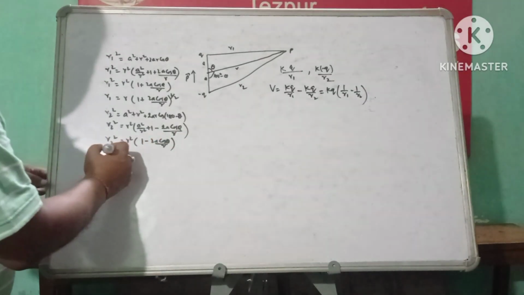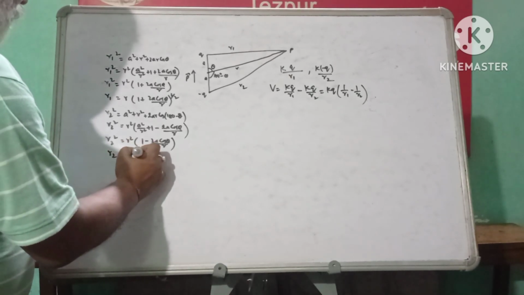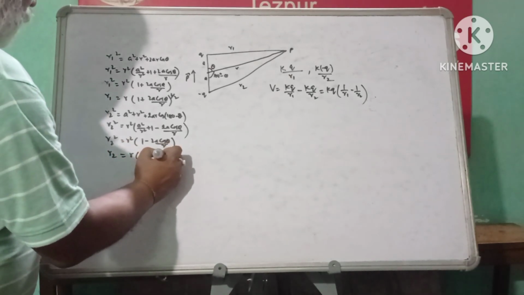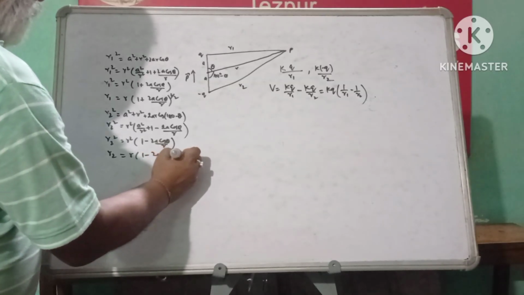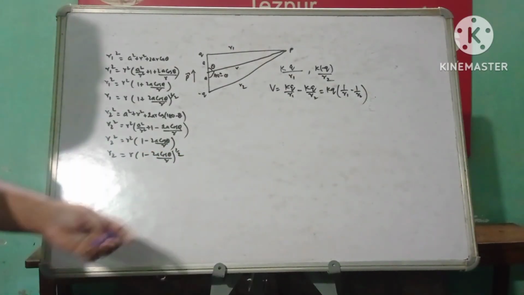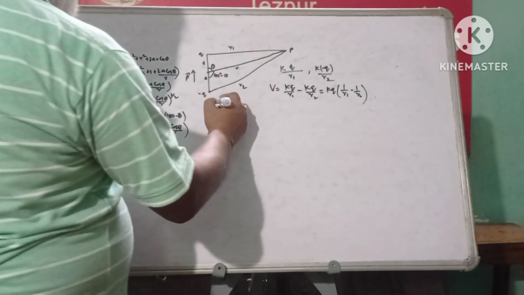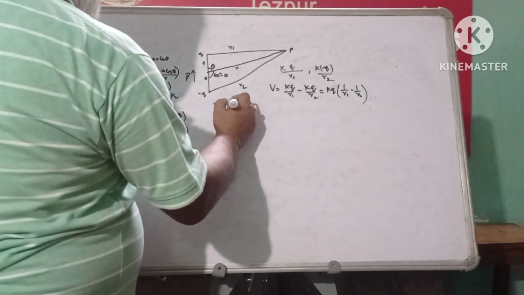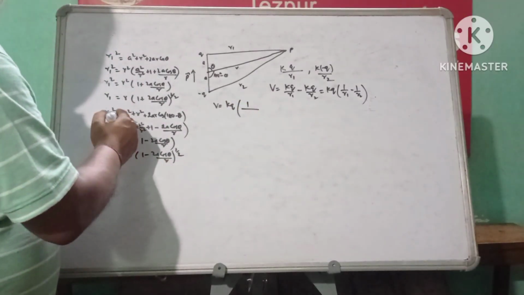Now here, if you take the value of r2 and take the square root, this will be (1 minus 2a cos theta by r) to the power of 1/2. Now you just have to put the value of r1 and r2 here. So your potential will be V is equal to kq, and you place here 1 by r1.